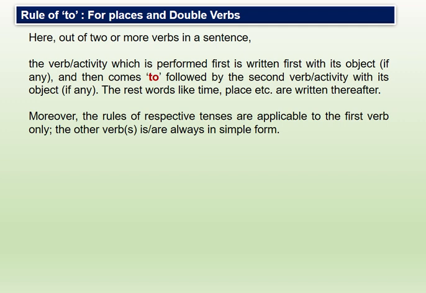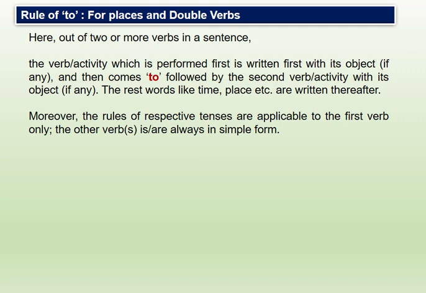So, I try to speak, or students try to think. So, try to think, try to speak, learn to speak. This kind of activity, and whatever rules of the respective tenses are applicable, apply to the first verb only. The other verbs are written in simple form. So that is another internal rule as well.